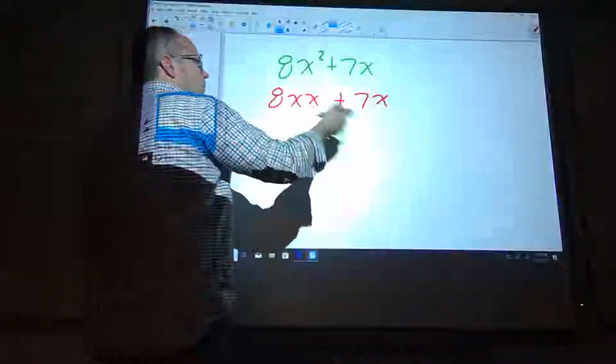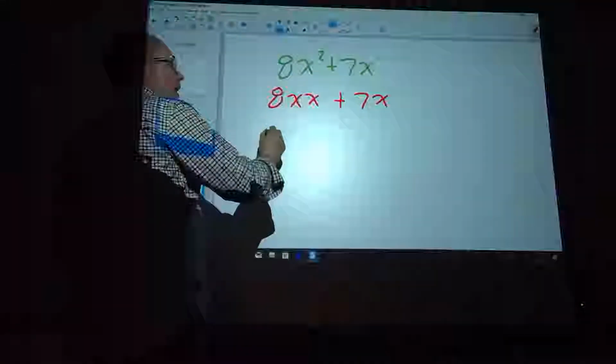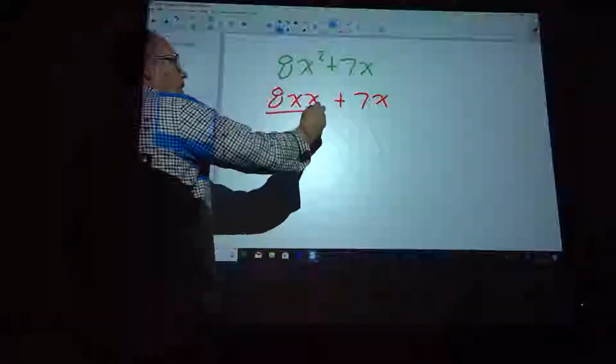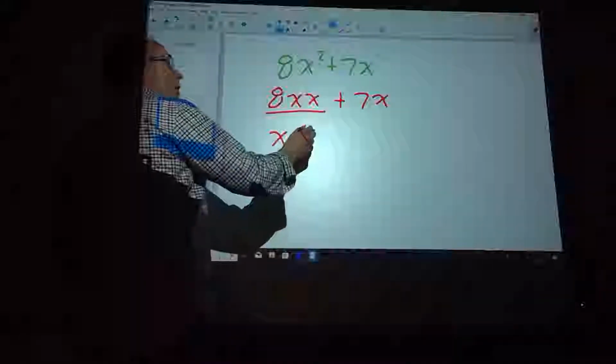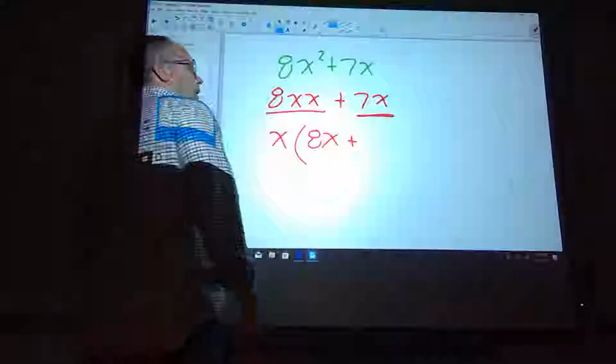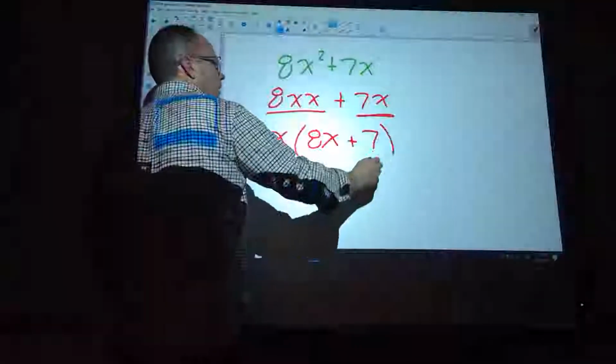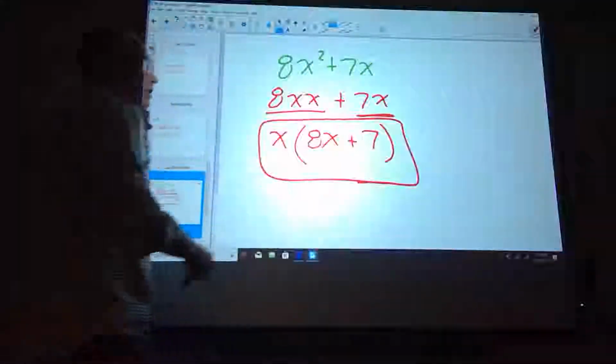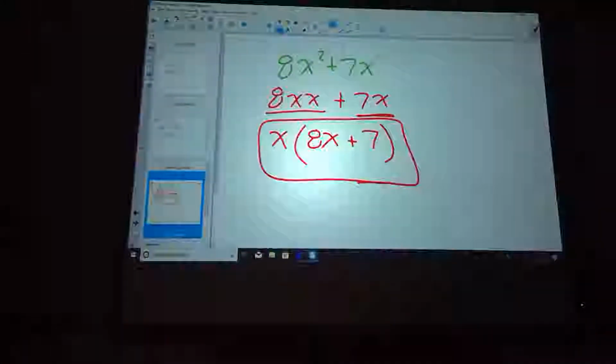So what can I factor out of both of those terms? X. If I factor a single x out, what do I have left right here? 8x. Plus sign comes down. If I factor an x out of that, what do I have left? Done. Okay.